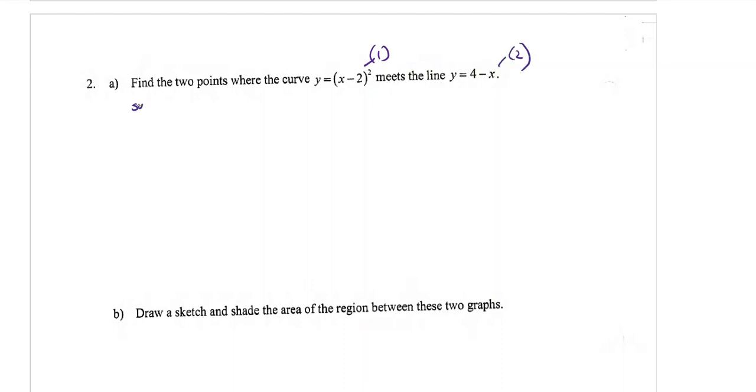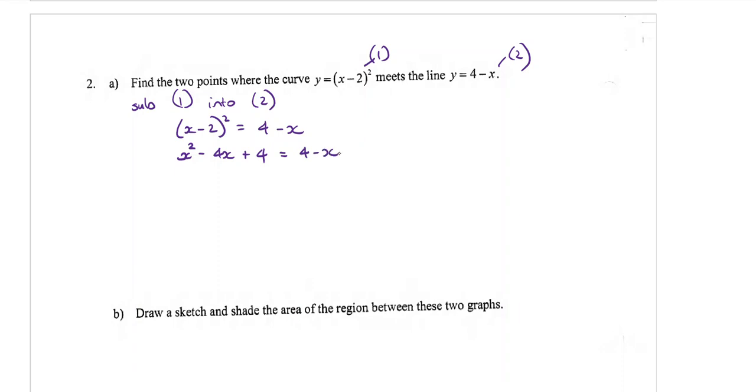I can sub equation 1 into equation 2. That will mean that (x minus 2) squared is equal to 4 minus x. Okay, I have to expand that to try and solve it. Expanding my bracket, I will get x squared take away 4x plus 4, and that's equal to 4 minus x.